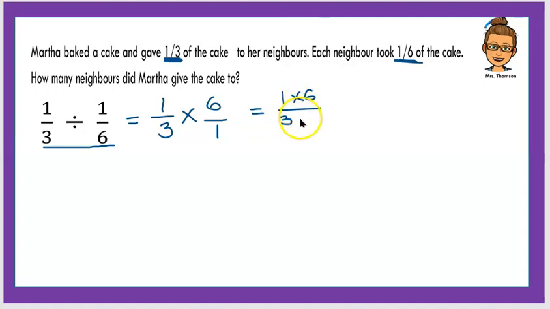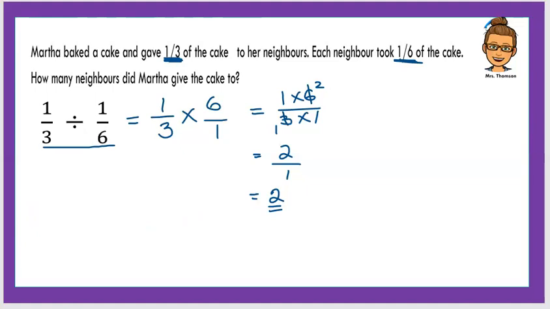1 times 6, 3 times 1. And we can cancel this down. 3 into 3 goes 1. 3 into 6 goes 2. 1 times 2 is 2. 1 times 1 is 1. And 2/1 is equal to 2. So the answer is Martha gave cake to 2 neighbors. So we got the same answer, so we know we are correct.